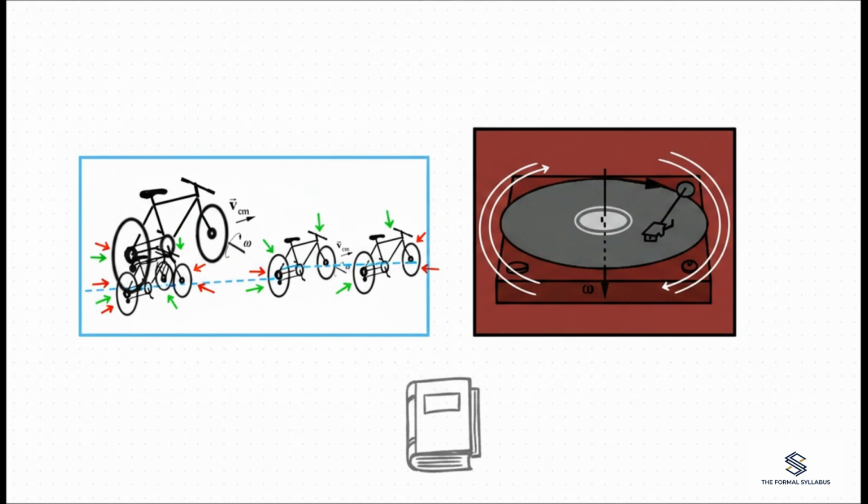So now we're shifting our focus from the motion itself over to the physical resistance against that motion. Just like mass resists being pushed in a straight line, moment of inertia resists being spun.